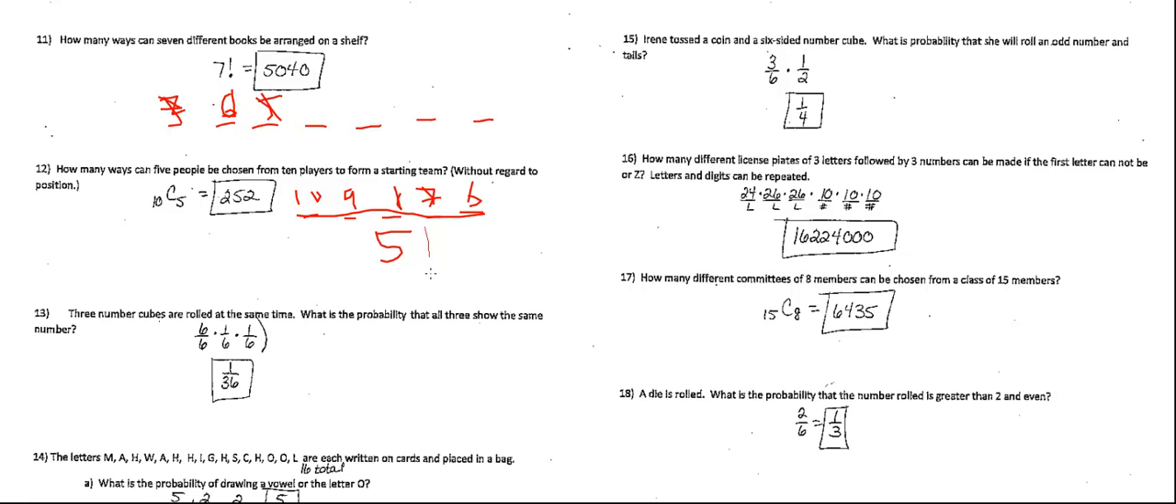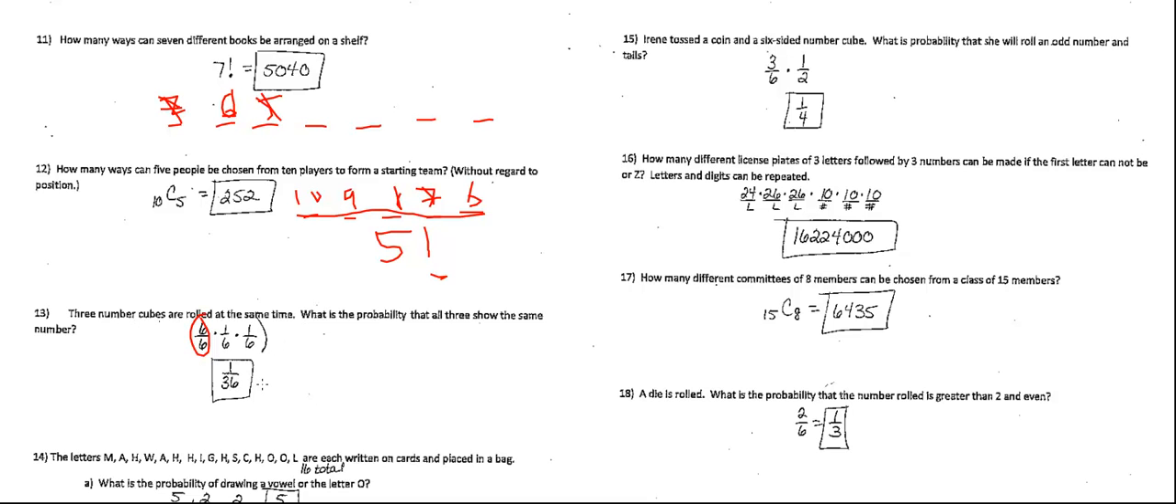Number 13, you're throwing 3 cubes. Your probability that they all show the same number. Well, the first time it doesn't matter what the first cube shows because you're trying to roll any number 3 times that they show up all the same. But then the next time you have to match the number you rolled the first time. That's why those are 1/6, and you multiply those together, you get 1/36.